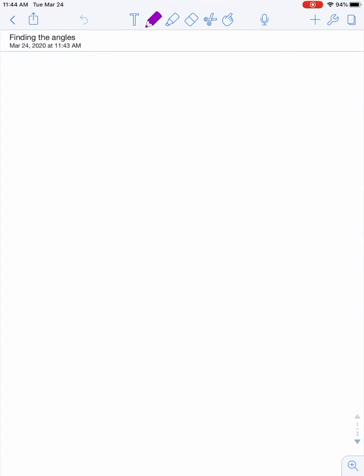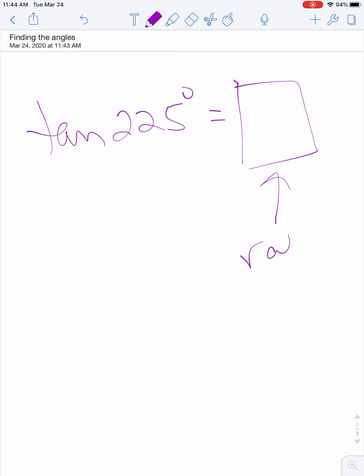Okay, so we've found the ratios. Let me just review real quick. Let's say it's the tangent of 225 degrees equals. When we find this answer, that's the ratio. So let's find it real quick.